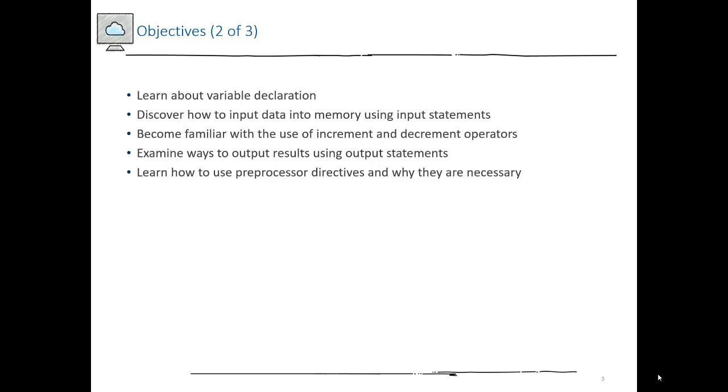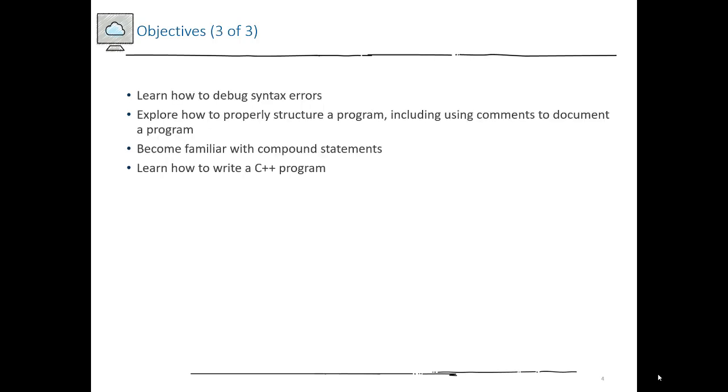input statements. We're going to become familiar with using increment and decrement operators to increment and decrement values of variables. We're going to learn about how to output information from the program. We're going to learn how to use the preprocessor directives and why they should be used. We're going to learn how to debug syntax errors, how to properly control our program, structure our program, and comment and document information about our program. Become familiar with compound statements, and also how to write a complete C++ program.